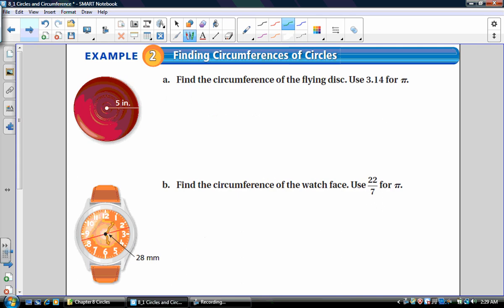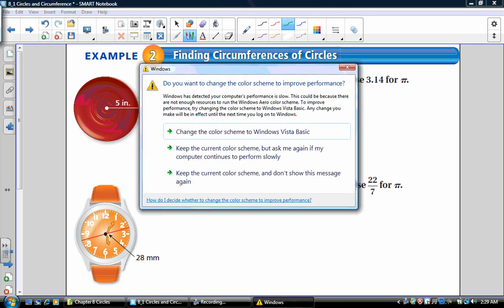All right? So let's do some problems here. All right, we're asked to find the circumference of the flying disk and use 3.14 for pi.